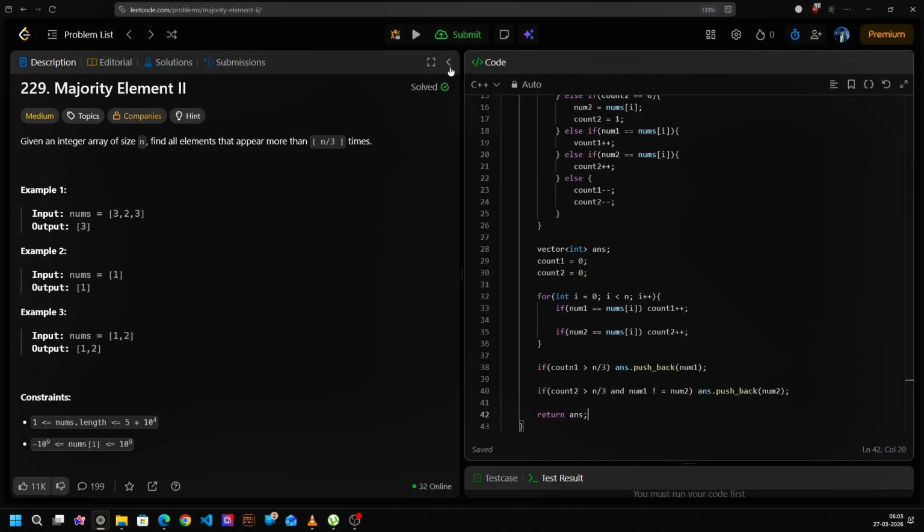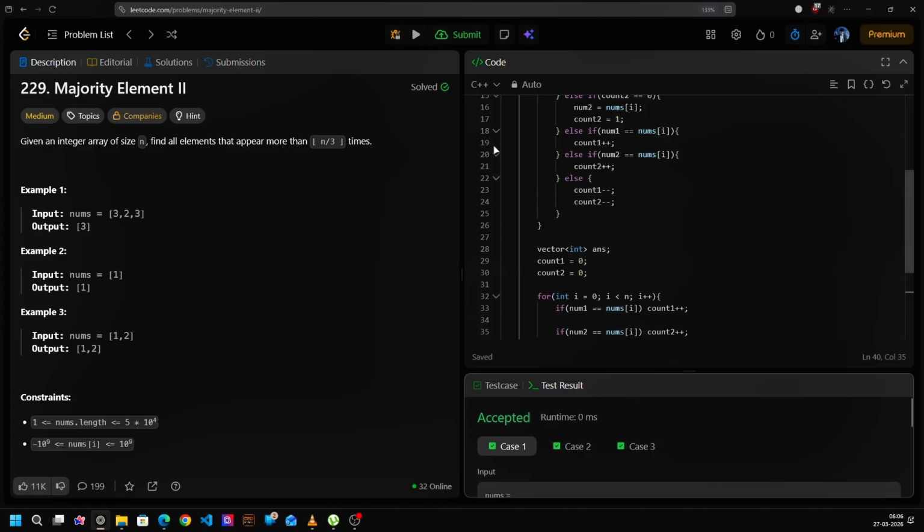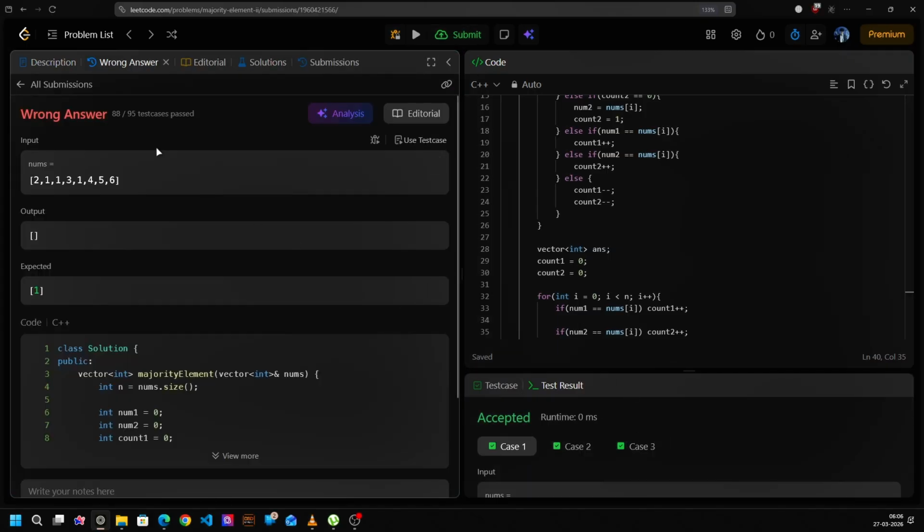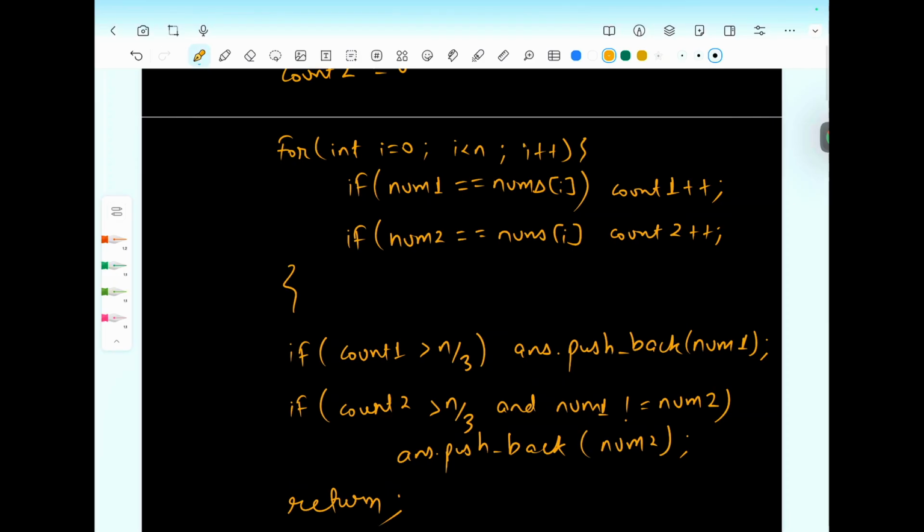Okay, after this we can return our answer. So let's run it. Here it should be count, there should not be any space. So our initial test cases got passed, but one of the test cases failed. Okay, so let's try to dry run it to see why it is failing.